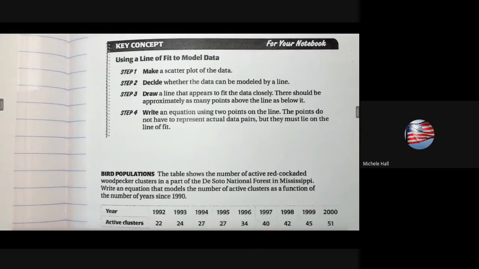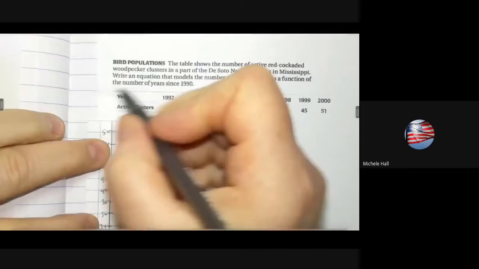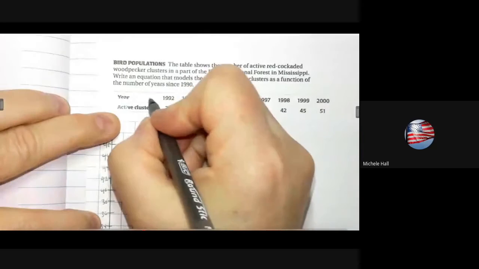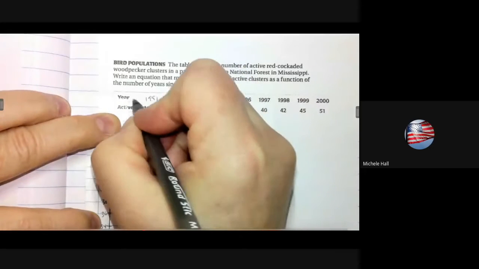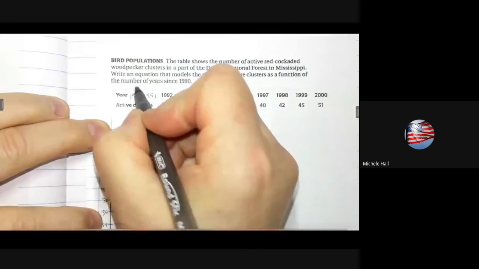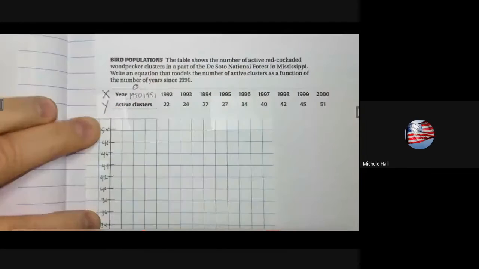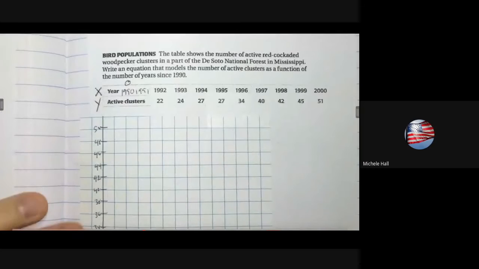We're going to start by making a scatter plot of the data. We're going to let 1990 be 0. So we have 1992, 1991, 1990. Let's say that 1990 is going to be 0. When X is 0, these are your X. Active clusters would be Y.